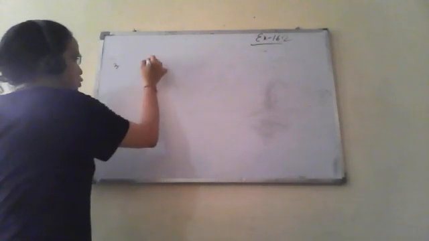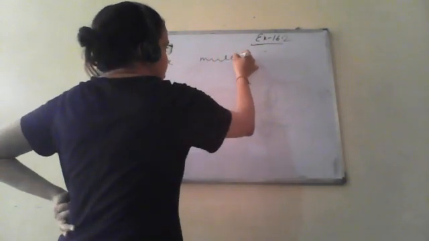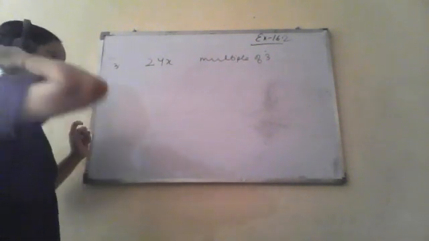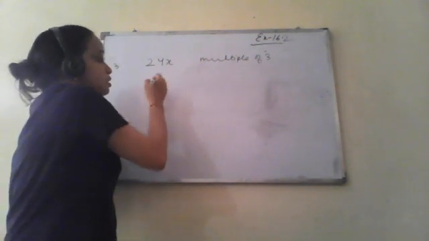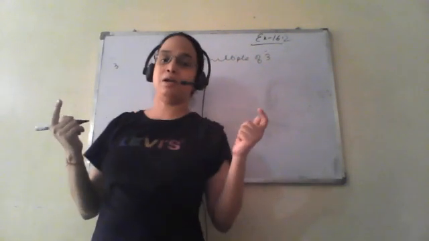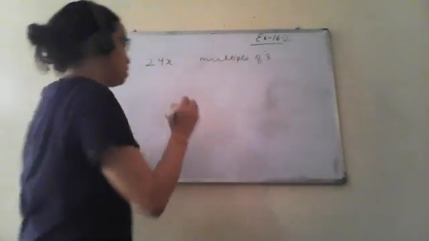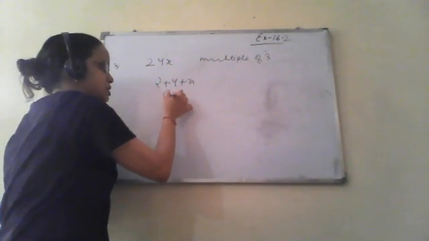Now question number 3. 2, 4, x is a multiple of 3. What is the value of x? Now what different values can x assume? In order to make the number divisible by 3, we have to check the sum of digits. So it is 2 plus 4 plus 6. So it is 6 plus x.